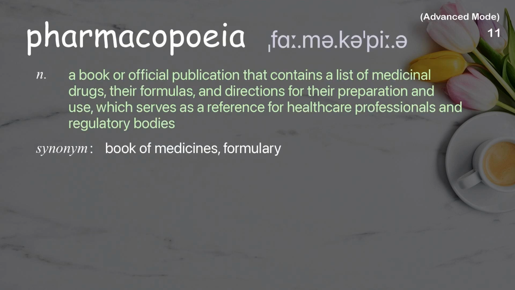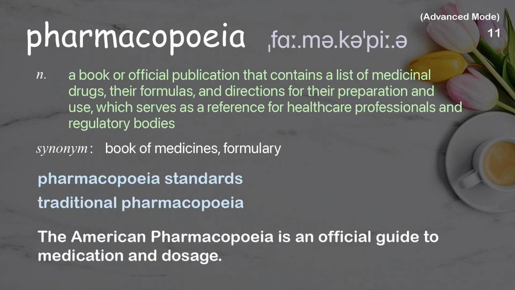Pharmacopoeia. A book or official publication that contains a list of medicinal drugs, their formulas, and directions for their preparation and use, which serves as a reference for healthcare professionals and regulatory bodies. Examples: Pharmacopoeia standards. Traditional pharmacopoeia. The American Pharmacopoeia is an official guide to medication and dosage.